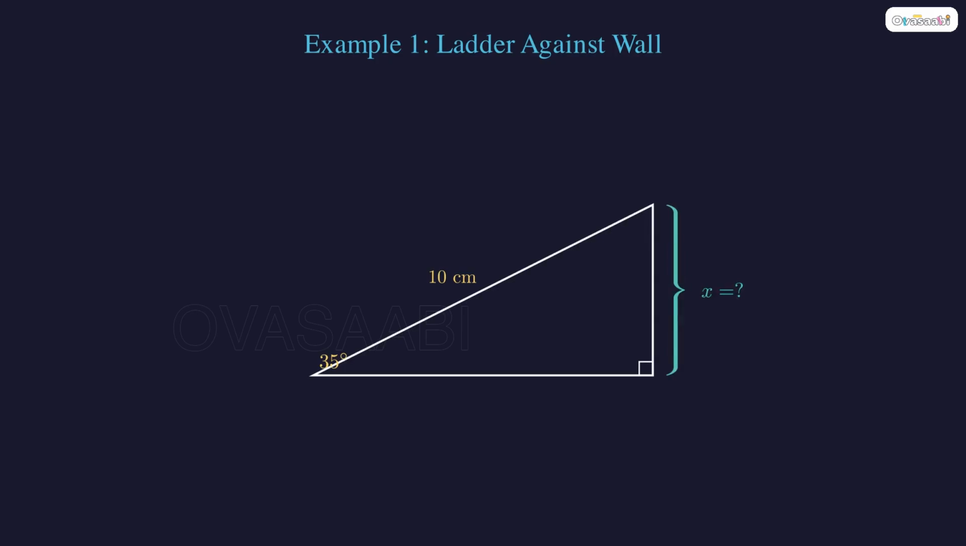Example 1. A ladder leans against a wall making 35 degrees with the ground. The ladder is 10 centimeters long. Find the height x on the wall.